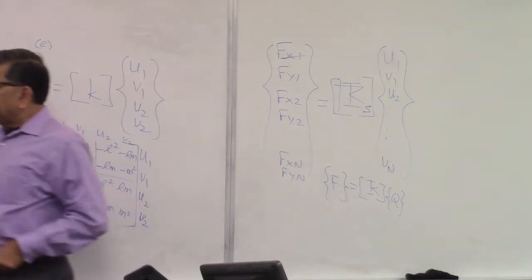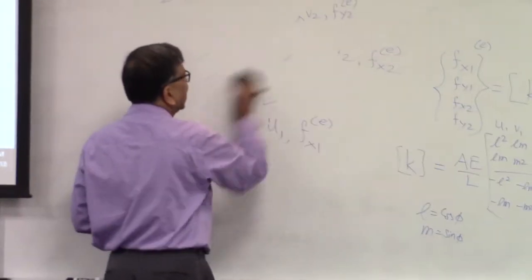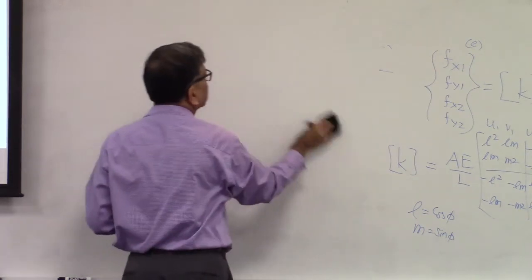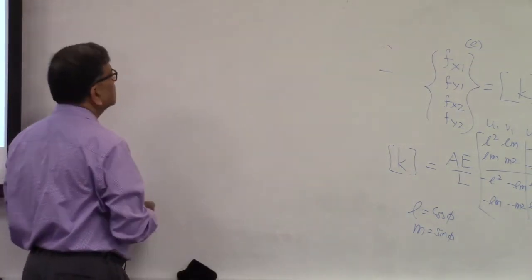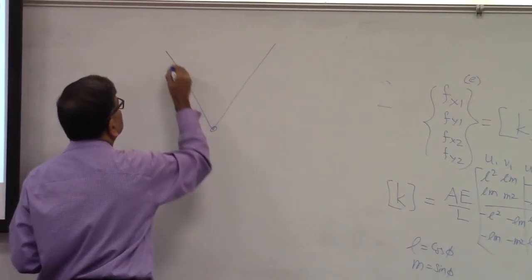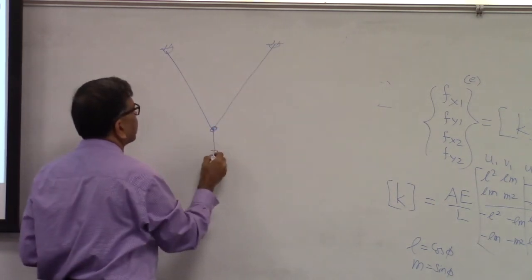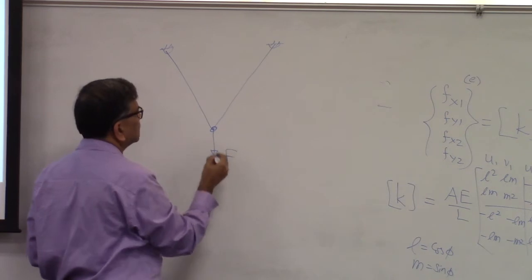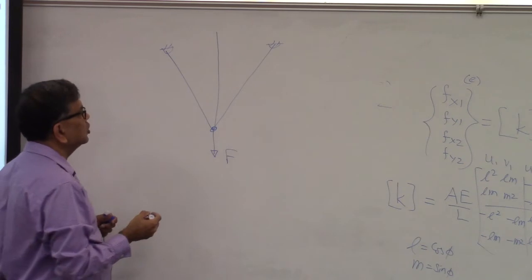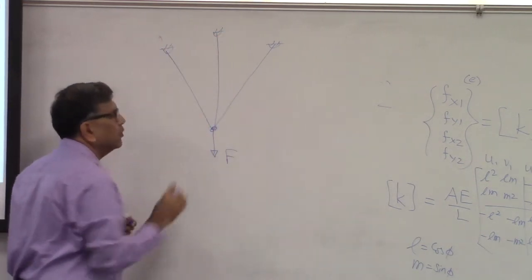The example I chose is a three bar truss. It's a statically indeterminate truss, because if you want to hang something, I told you on Tuesday, you need only two members. Suppose you want to hang a bike or something in your garage from the ceiling, you need only two members. And there is a force F applied. But I have to strengthen it, to make it strong. So I have a redundant member, which is not needed, but I have it. So this is the problem I want to solve.